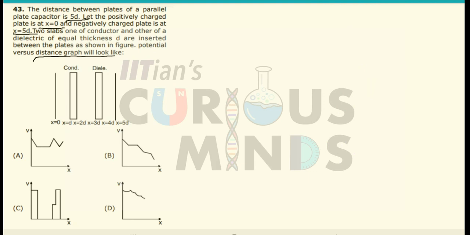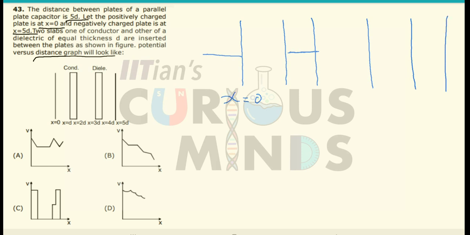Now first of all, let me redraw this same diagram. This is at x equals 0. Now there is a conductor, okay. So between two conductors there will be no potential difference, so I can simply draw a wire between these two points. And over here there is a dielectric. This is the end of the dielectric, this is the second part. This is x equals d, this is 2d, this is 3d, this is 4d, and this is 5d.